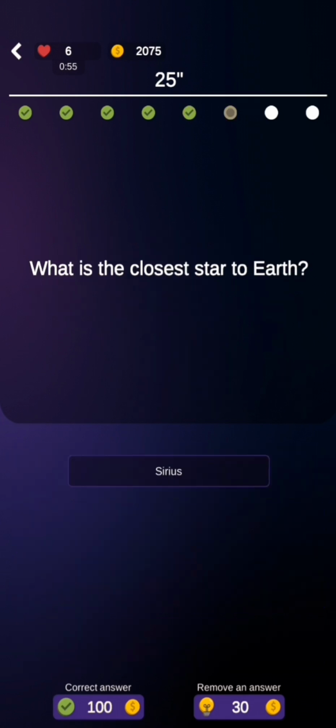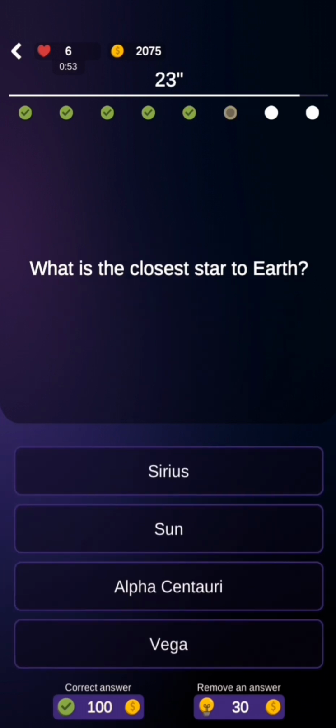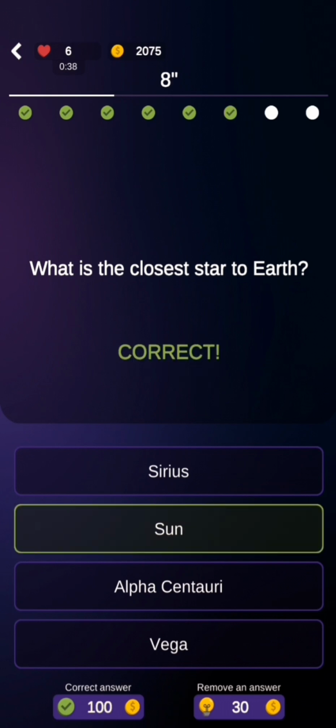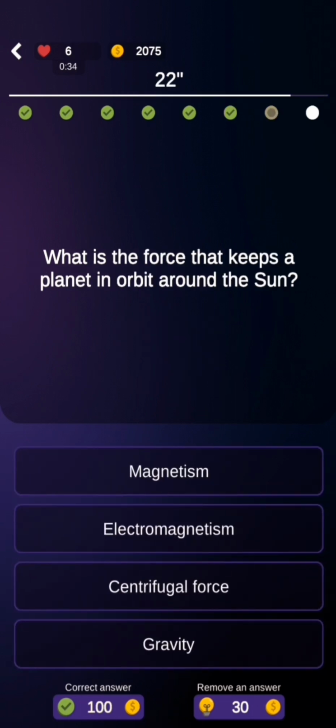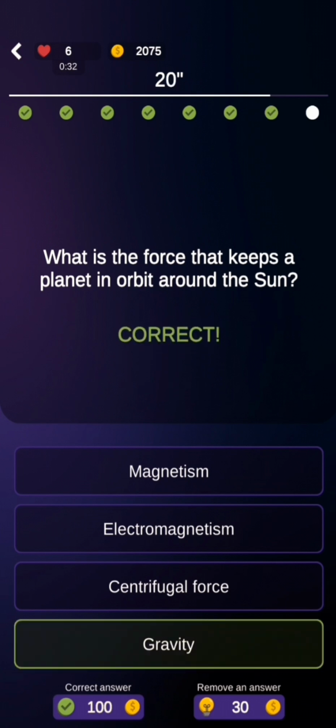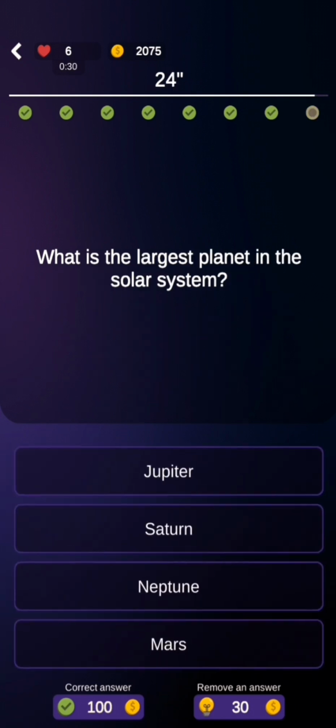Something like that. What is the closest star to Earth? Well, if you're talking about another star outside of our solar system, it would be Proxima Centauri or Alpha Centauri. I think it's a triple binary or triple system, right? But in our solar system, kind of a trick question, it would be the sun. That is our star. What is the force that keeps a planet in orbit around the sun? Ooh, gravity. What is the largest planet in the solar system? What do you guys think, huh? Jupiter.